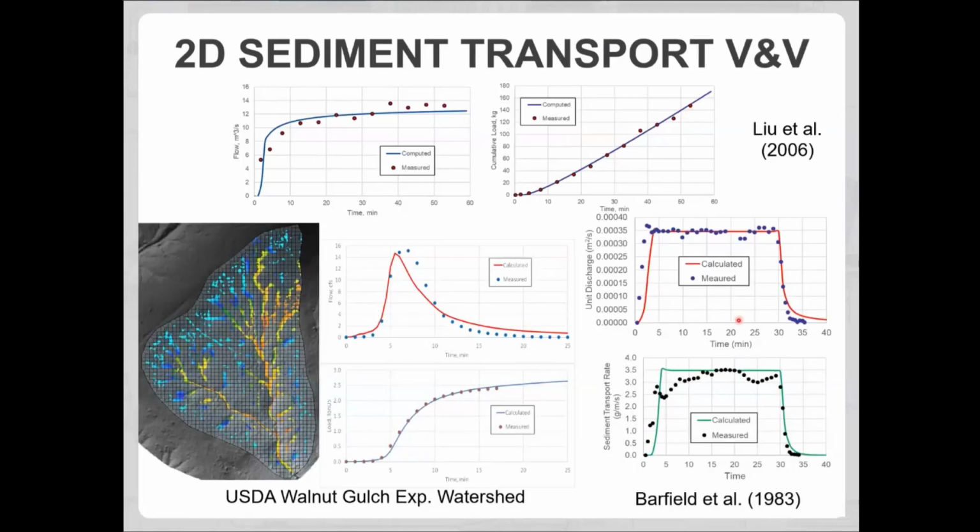The second set of data, Barfield data, came from an agricultural small study plot. You can see the comparison with measured data, and the trend is pretty close to the measured data. The last one is the USDA Walnut Gulch Experimental Watershed data set. Also here you can see flow and cumulative sediment are a pretty good match with the measured data.